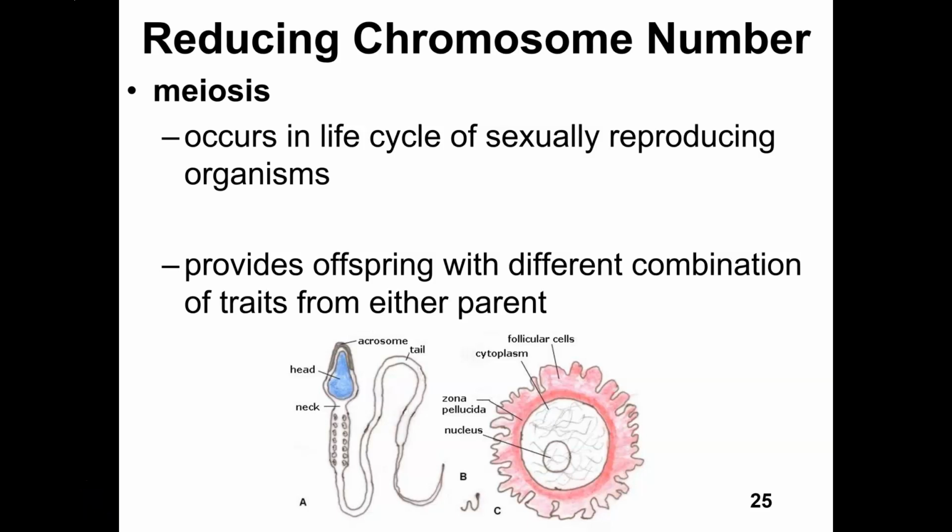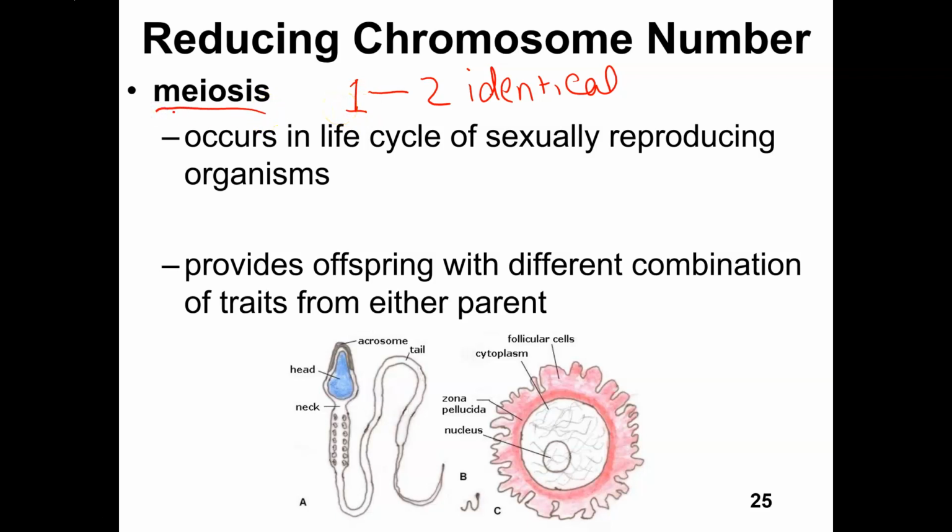Hello, everyone. We're going to get right into meiosis now. We just finished with mitosis. Mitosis took one cell and produced two identical cells from that one cell that we started out with.